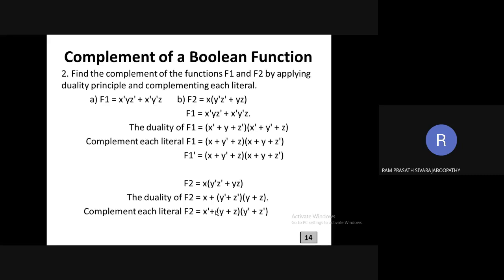So far we have discussed how to minimize a Boolean function and how to apply De Morgan's law to find the complement of a Boolean function. We have seen two things today. Is it clear or do you have any doubt? Can you type it in the chat?